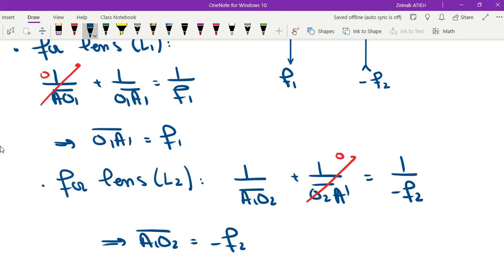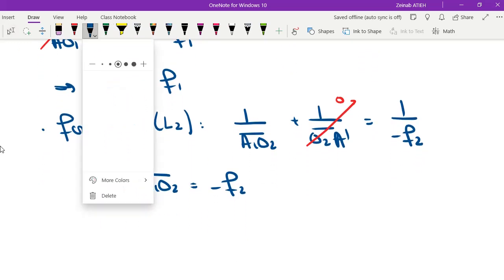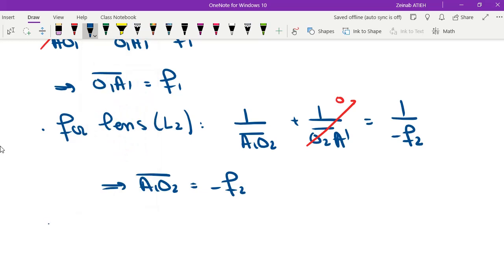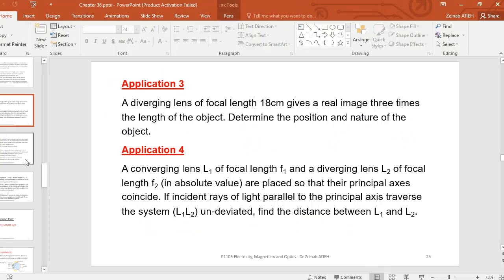Now I have A1 with respect to O1 and A1 with respect to O2, so I have to find O1O2. I will do that: O1A plus AO2, like this. So I will get F1 minus F2, and this is the answer for application 4. Now let's move to application 5.